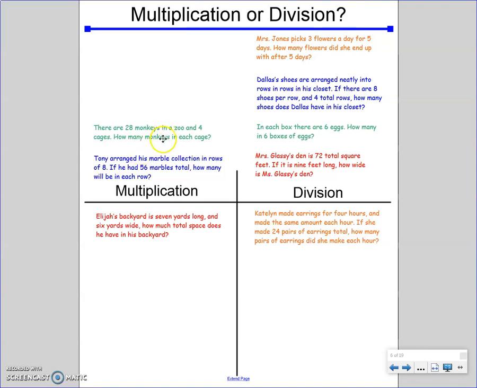Let's take a look at the next problem. This is one of those equal-sized group problems. There are 28 monkeys in a zoo and 4 cages. How many monkeys are in each cage? I can see that the question's asking me how many monkeys are in each cage, but that's not the total number of monkeys. In fact, I know the total number of monkeys is 28 monkeys, and I'm going to divide them between 4 cages. Since I know the total amount, 28, this is a division equation. This is a division equal-sized group problem. Take a look at the next problem.